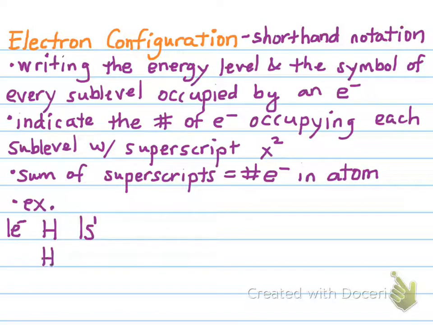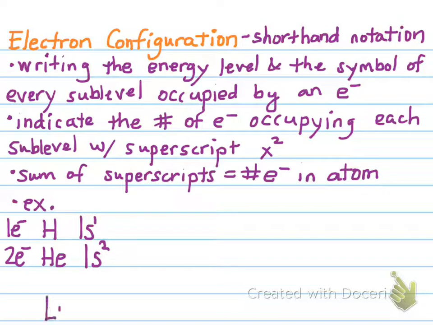Let's look at helium, which has 2 electrons because its atomic number is 2. We're still in the first main energy level, we're still in our S sublevel, and it can only hold 2 electrons, so it's 1s2, which is 2 electrons like we're supposed to have.